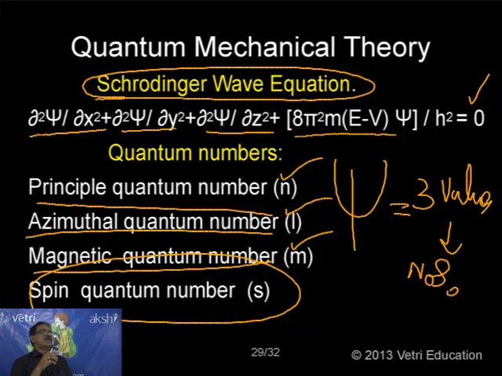It is an experimental quantity obtained from spectroscopy. With the help of H1 NMR and C13 NMR values, we can predict the spin quantum number. I will explain later. So the idea here is, by solving this Schrödinger wave equation, there are only three numbers: principal, azimuthal, and magnetic quantum numbers. The fourth one, the spin quantum number, is derived from spectroscopy. With the help of these four quantum numbers, we can explain the atomic structure very clearly.